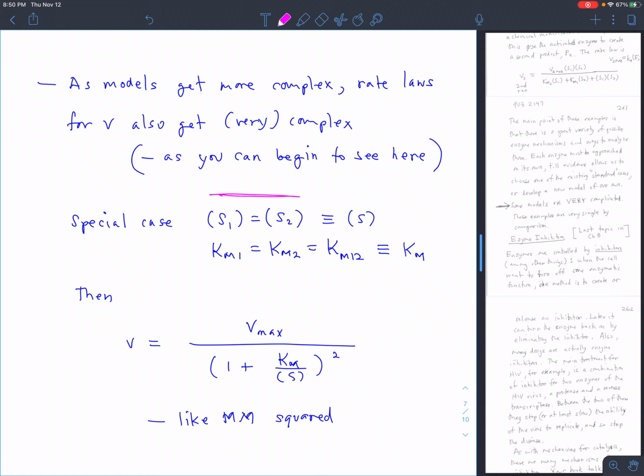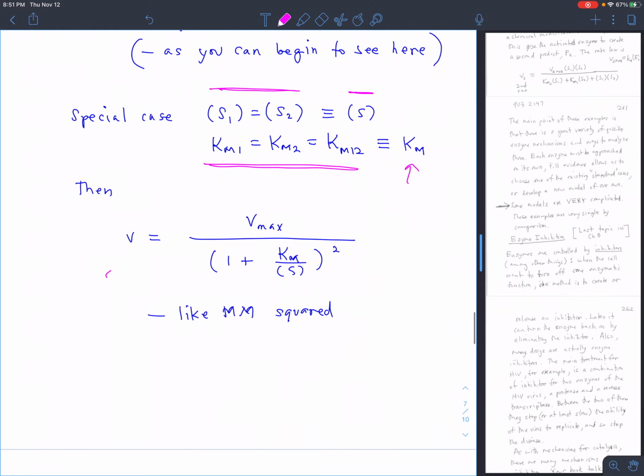Suppose both substrates have the same concentration. Of course, this is not generally the case, but we can always investigate this special case. And suppose all the K values are also equal to each other. In that case, the expression above reduces to this one, which looks just like standard Michaelis-Menten, except that the denominator is squared here instead of just being to the first power. So I call it MM squared.